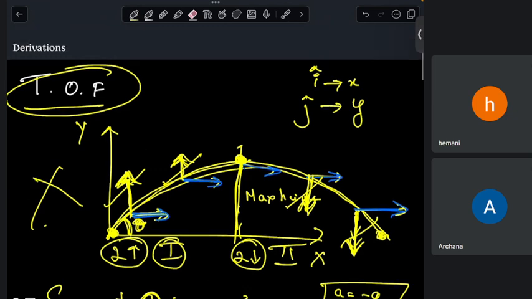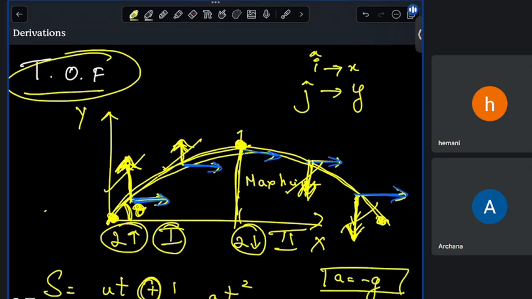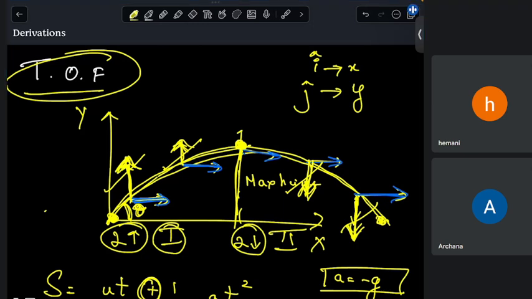Sir, what if they ask how you got that u sin theta? You'll mention theta, no? That's all that is required. Sin theta they're getting based on experimental values there. Sir, they ask us to by heart that in college. Fine.